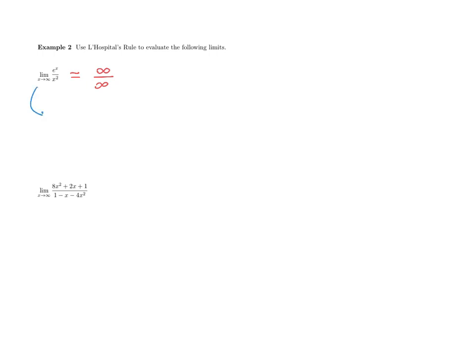Therefore, we can take the limit as x approaches infinity of the derivative of the top divided by the derivative of the bottom, which is e to the x over 2x. Now, if this limit exists, it should be equal to this limit here. So what happens to this expression as x goes to infinity? Well, e to the x still goes to infinity, and 2x goes to infinity as well.